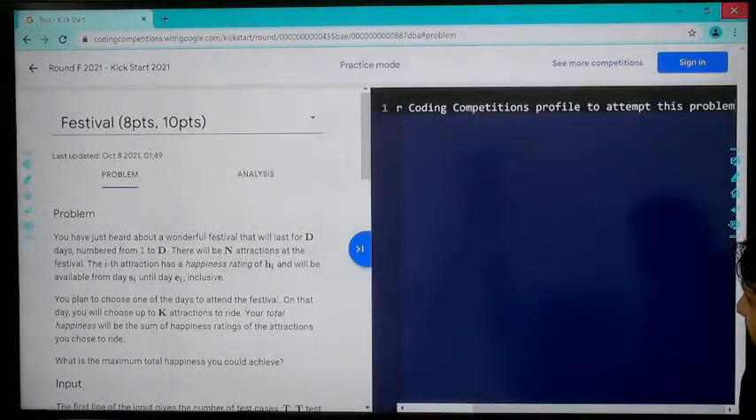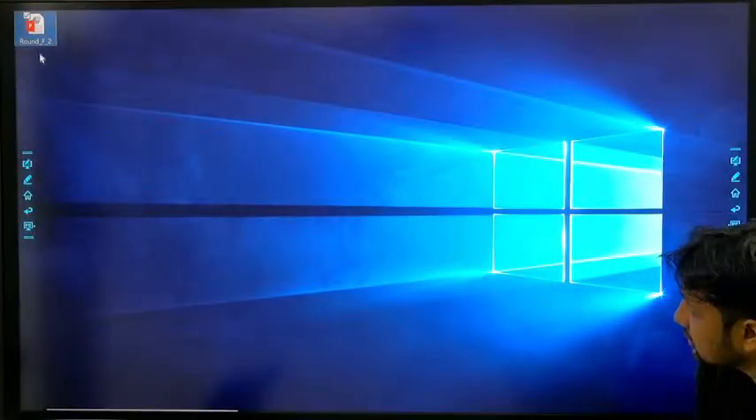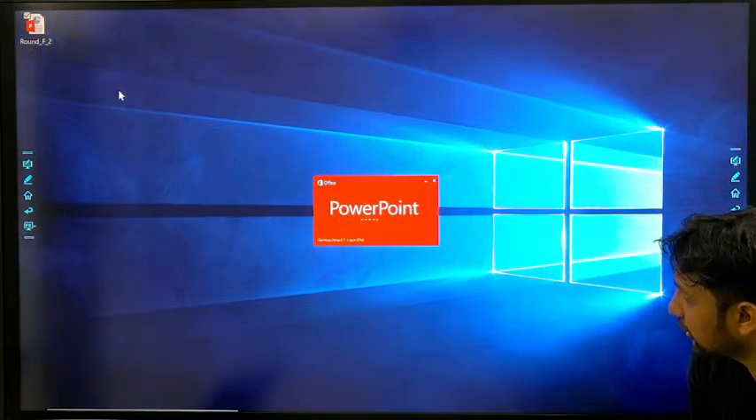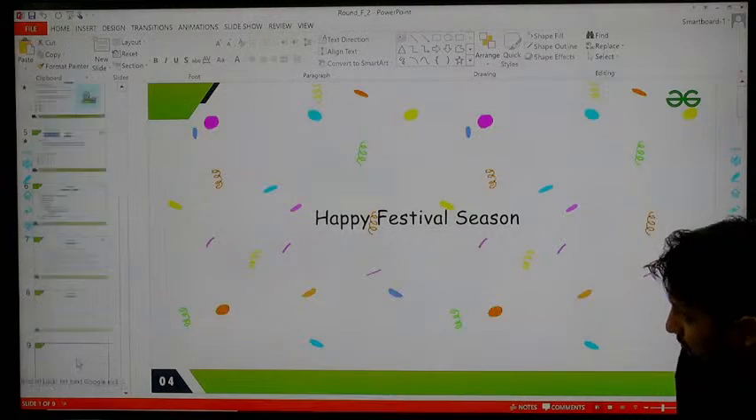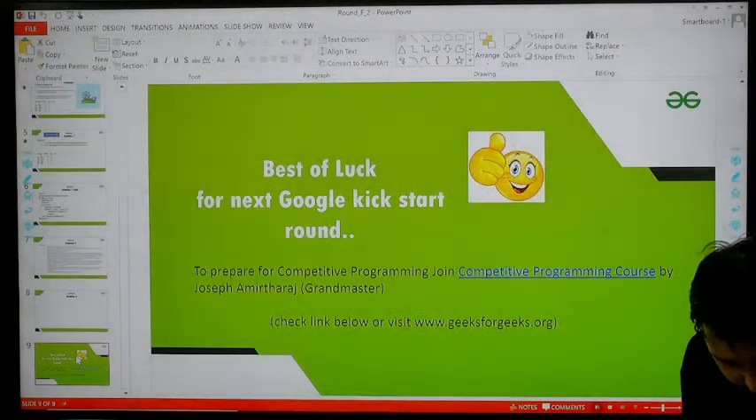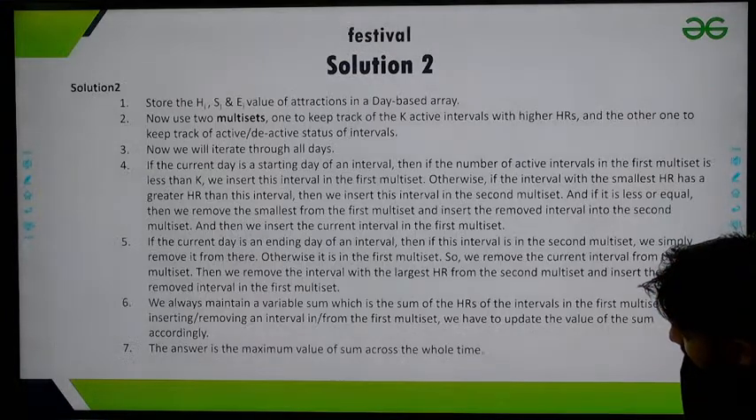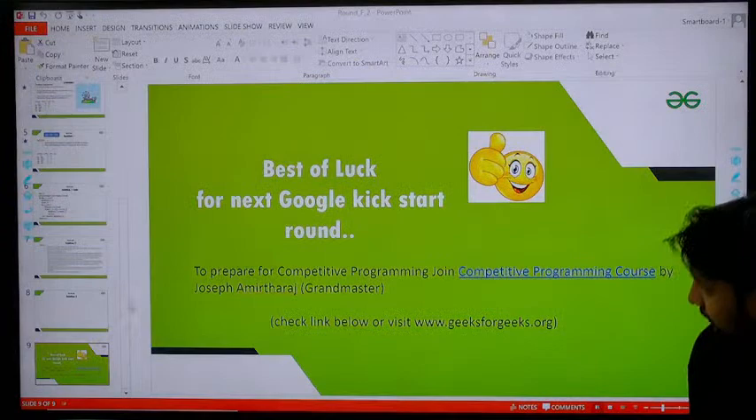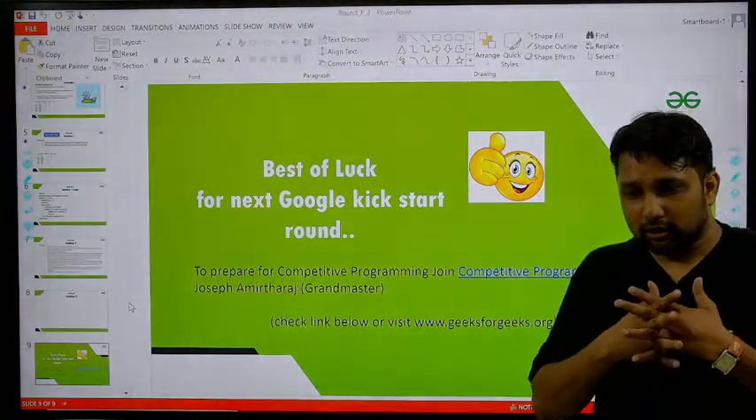Let's end this session here only. We get the idea of how we can have different solutions for this problem. Okay, best of luck for your next Google Kickstart round.